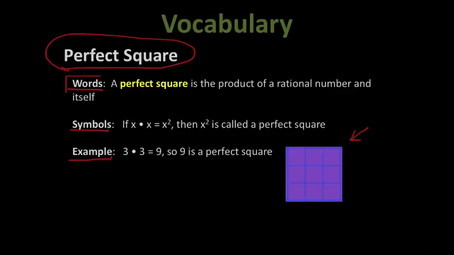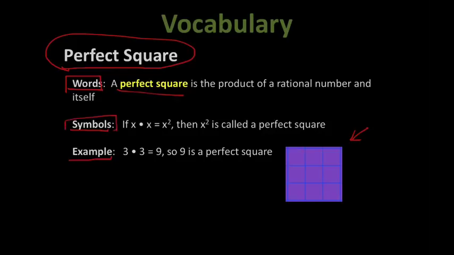Okay, so if we take a look at our words first, a perfect square is the product of a rational number and itself. Okay, remember, our rational numbers are integers. It's a fraction a over b, where the denominator b is not 0. If it's a decimal, it must end or repeat. Okay, so it's the product of a rational number and itself.